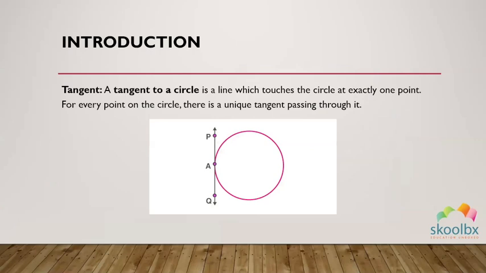Okay, just a quick look at what a tangent is. A tangent to a circle is a line which touches the circle at exactly one point. For every point on the circle, there's a unique tangent passing through it. So for a particular point, there can only be one tangent. Like for point A, you cannot have any other tangent that touches the circle at point A except for this particular one. Of course, since a circle can have an infinite number of points on its circumference, you can have an infinite number of tangents. Right? But at one particular point, there's just one tangent. And again, a tangent is a line that touches a curve or a circle at only one point.